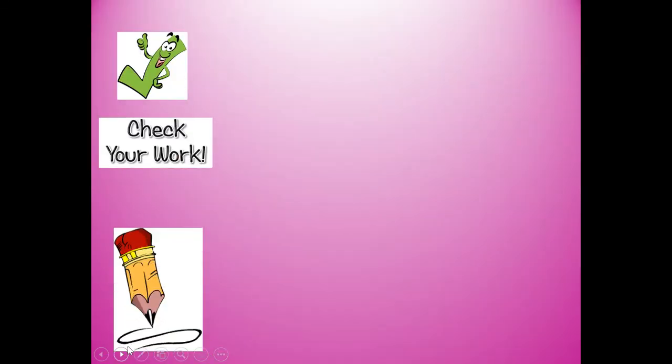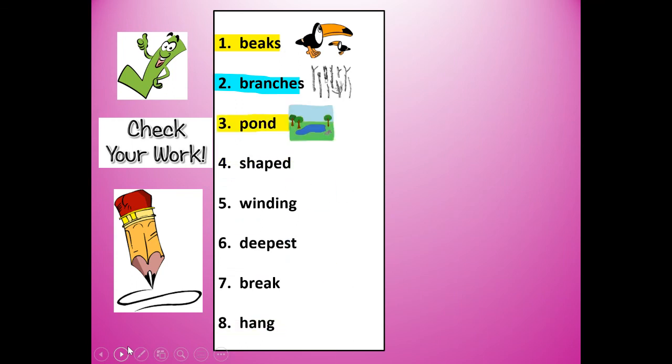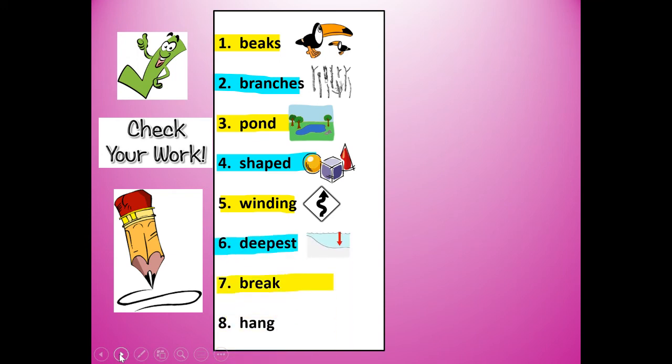All right, now we're going to check your work. Get your pencil ready. Number 1 is beaks. 2, branches. 3, pond. 4, shaped. 5 is winding. 6 is deepest. 7 is break. And 8 is hang. If you need to check any of those, push pause so that you can correct your work.